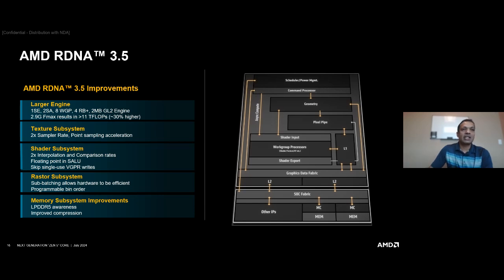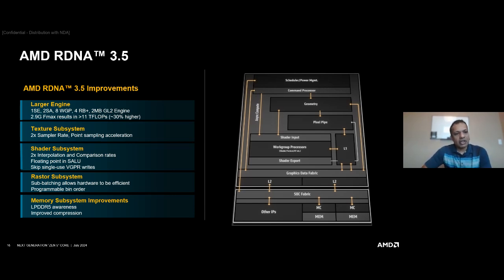So driving those efficiencies affords us to put a larger engine. So it is an 8 WGP engine, like I said, 1 SC, 2 SA, 4 WGP, 4 RB plus, 8 WGP, 16 CU engine. Again, maintaining that Fmax. Resulting in a 30% higher T-flops compared to the prior generation. So it is a larger engine. That is how we're getting most of the performance uplift here, to be honest. But again, the efficiencies we have done from a power performance per watt and performance per bit standpoint allow us to squeeze this engine into that small TDP budget that we have.